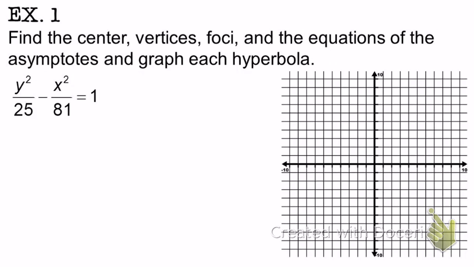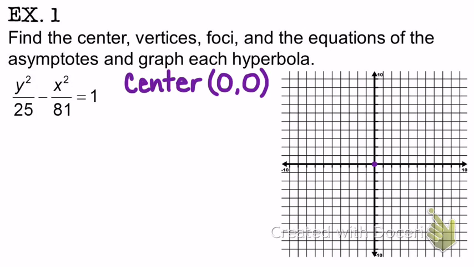So let's look at example 1. We're going to find the center, vertices, focus points, and the equations of the asymptotes and graph. So y squared over 25 minus x squared over 81 equals 1. We're going to start with the center of the hyperbola. This one is going to be at 0, 0. So I'm going to plot my point 0, 0 for the center.